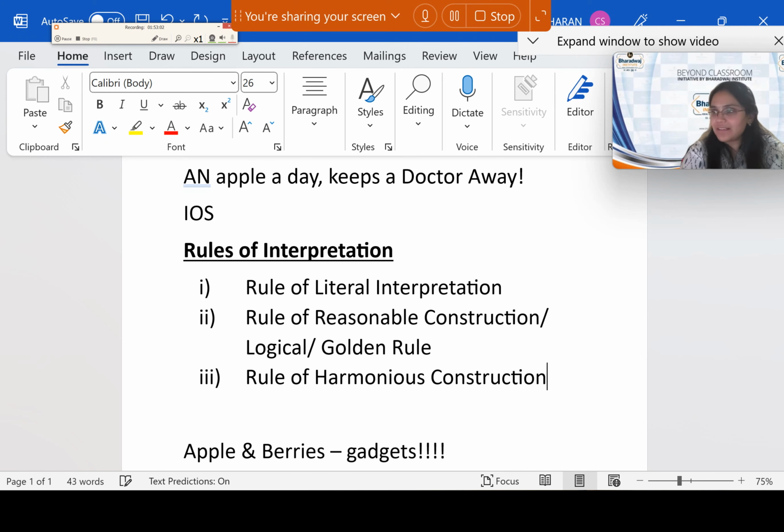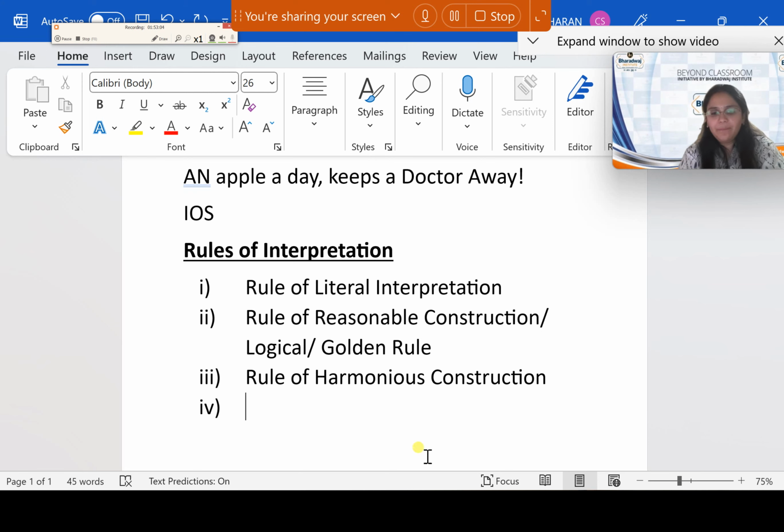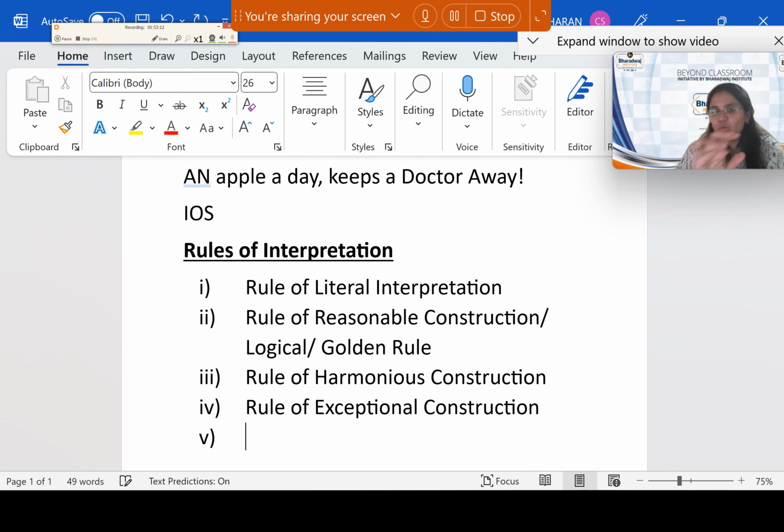I will explain all this in the next class. Then we will be learning the rule of exceptional construction. What is this exceptional construction? This is one of the brilliant rules that we will be applying day in and day out as a professional from tomorrow. In company law, this is important for every class.